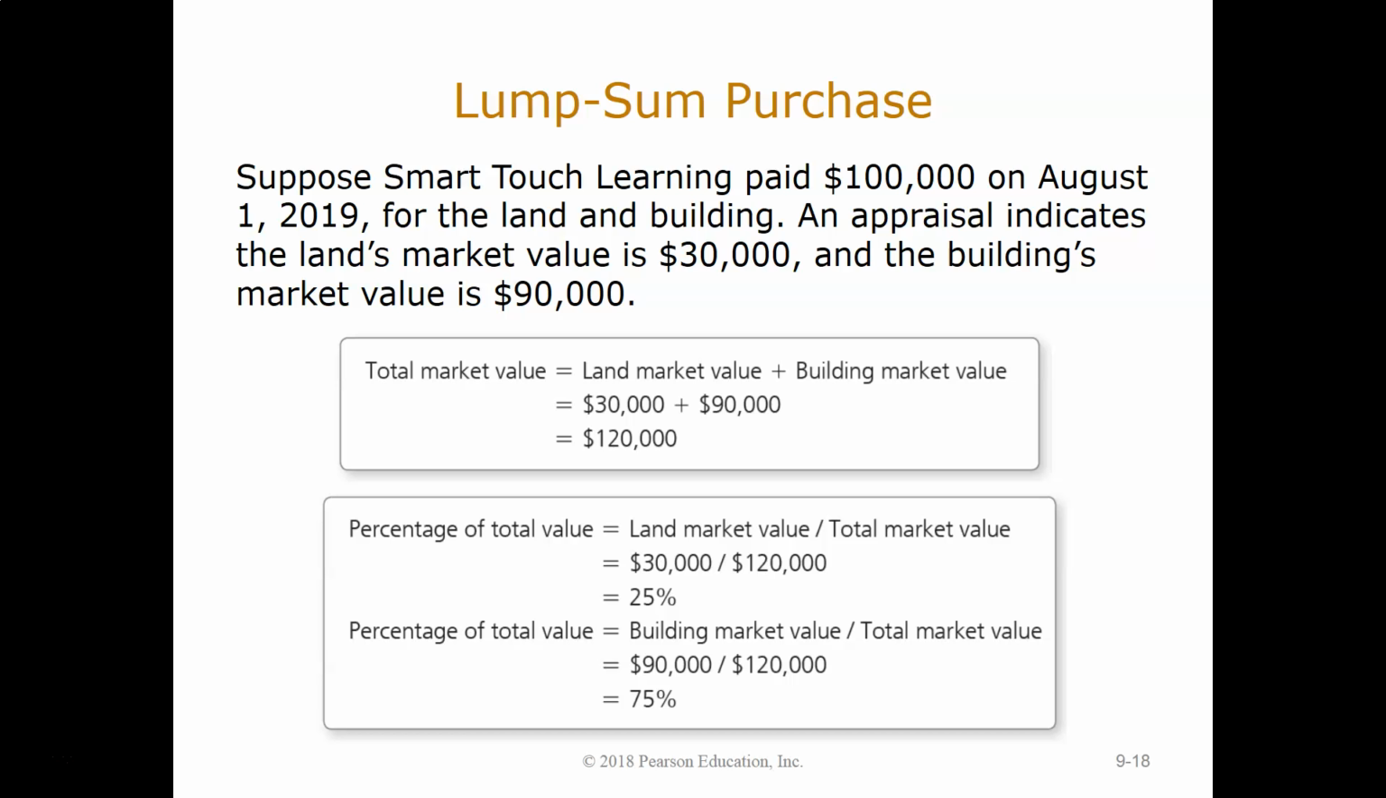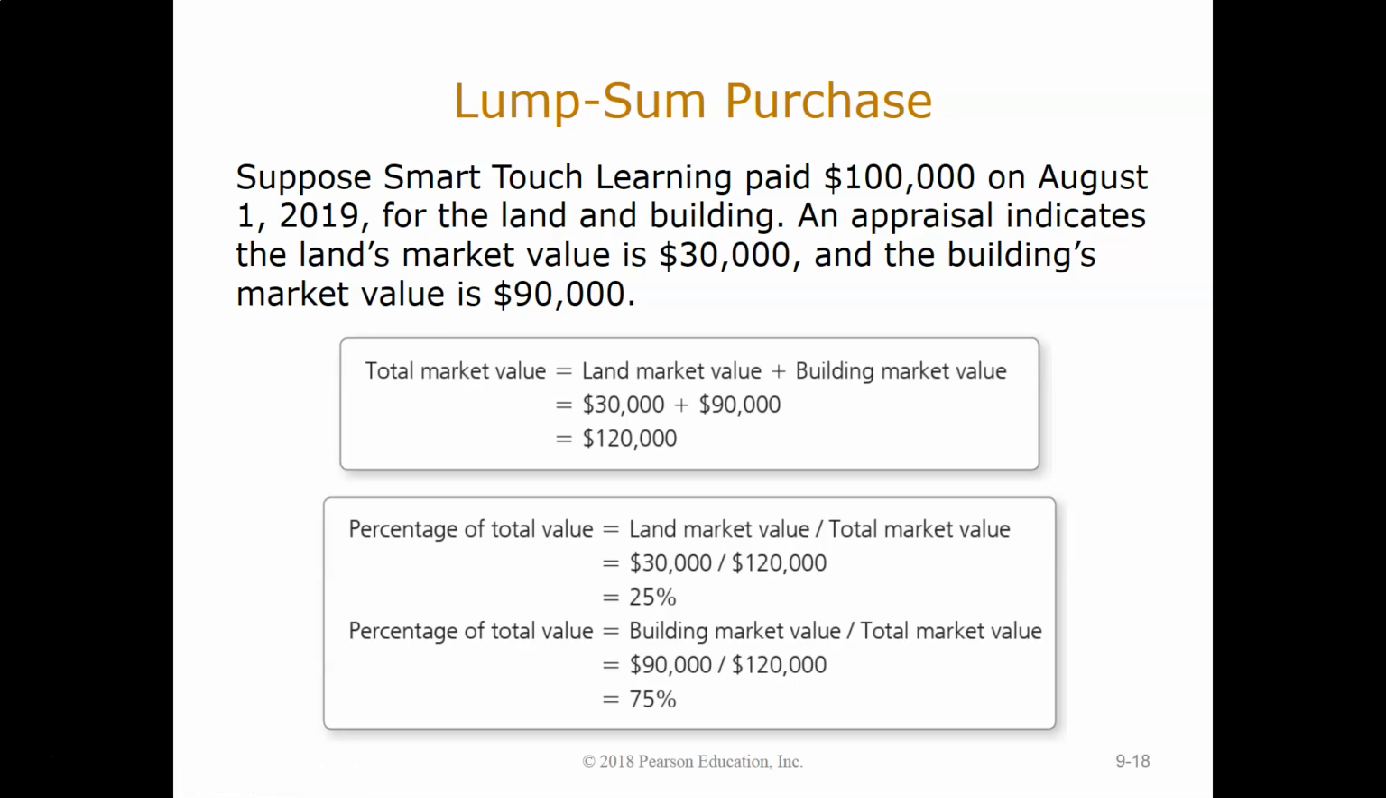I add up their market values, $120,000, okay? And then out of that, they're saying the land is worth $30,000. So 30 out of $120,000, if I do the division, 30,000 divided by 120, I get 25%. So land is represented as 25% of the purchase. What about building? Building is 90,000 out of 120. Now these are market values, keep in mind. 90 out of 120 is the remaining 75%.